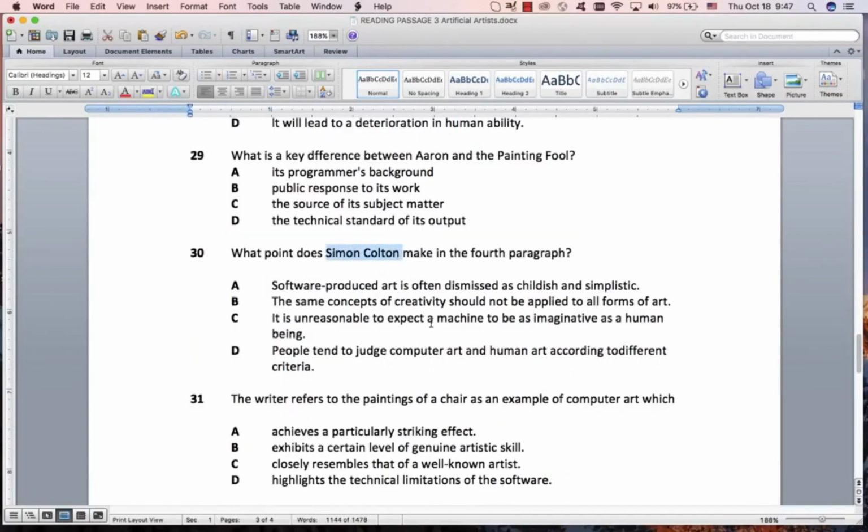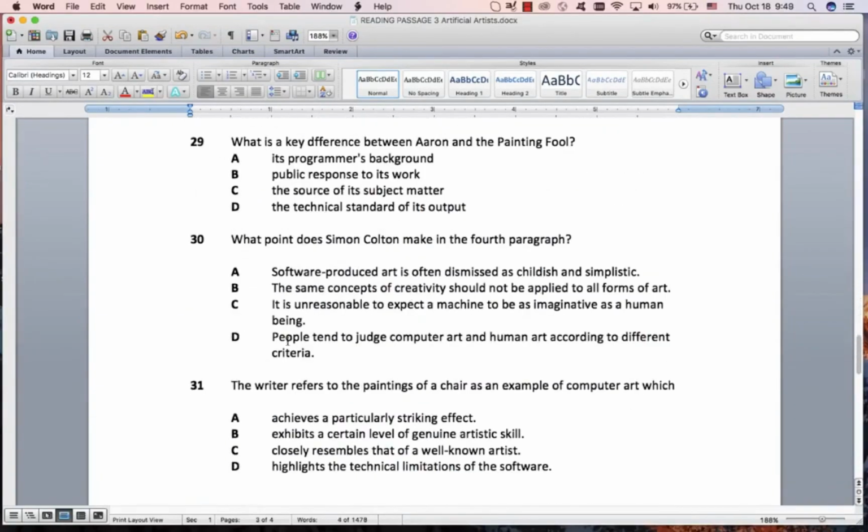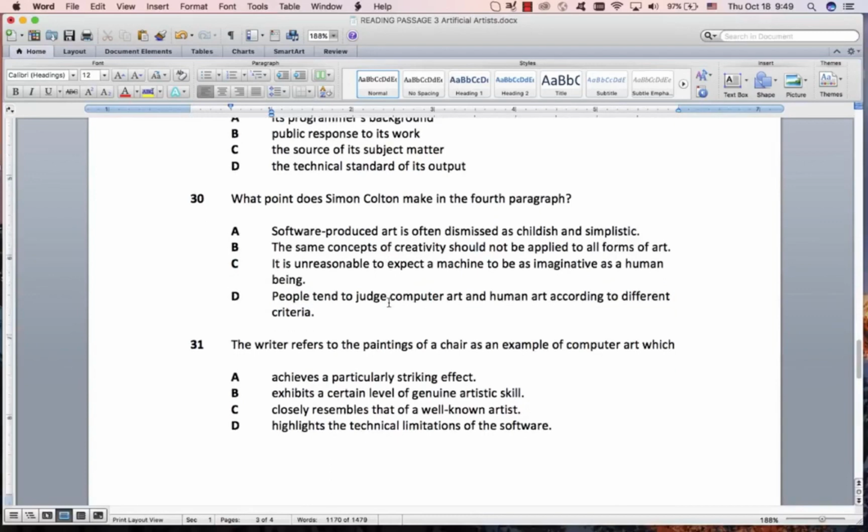What point does he make in the 4th paragraph? So this is all just background about this other software, and here is the point that he makes, and it ends over there. So your answer is in this section here. What is he saying? People have double standards. That means they judge one thing one way and another thing another way toward these two. And then he just gives an example. And he says that should be the same. The key is over here. People have double standards. They judge it in different ways. And that's it over there. Different criteria, double standards. These ones, if you look at them, you'll see you can delete them.